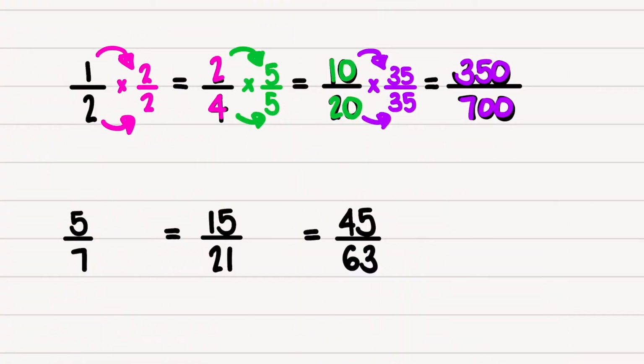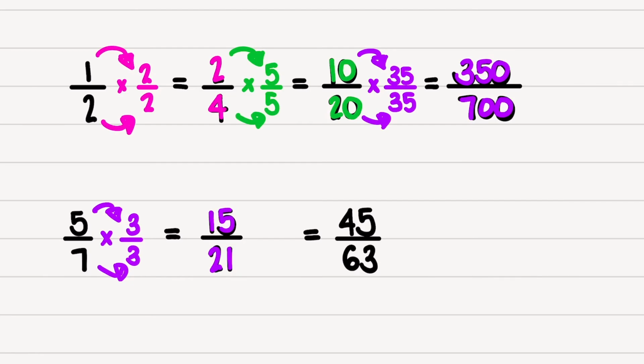If I look at the next one, I have 5 over 7 equal to 15 over 21. Well, what did I do to 5 over 7 to get to 15 over 21? What did I do to 5 to get to 15? I multiplied it by 3. What I do to the bottom, I do to the top. So I multiply the 7 by 3 as well. So 5 times 3 gave me 15, and 7 times 3 gives me 21.